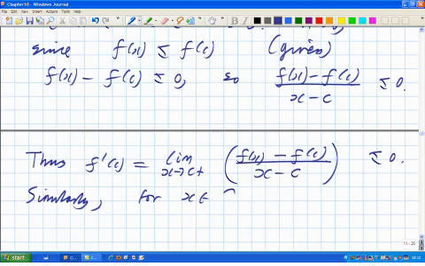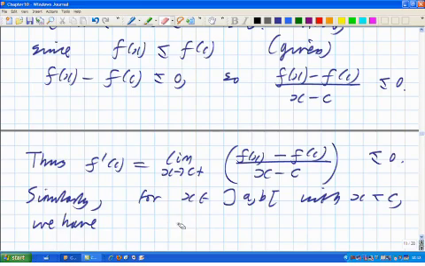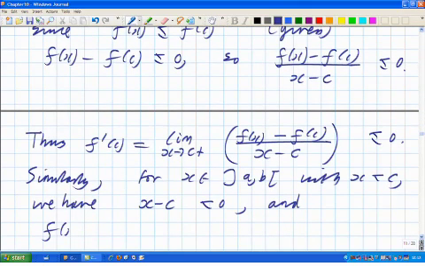So similarly, for x in the open interval (a, b) with x less than c, we want to take the limit from the left this time. We have x minus c is smaller than 0 this time, and f of x minus f of c is still less than or equal to 0. Remember, f of c is still the maximum value, so f of x minus f of c is still less than or equal to 0, even though x is less than c now. So when you divide them, it ends up greater than or equal to 0 instead.